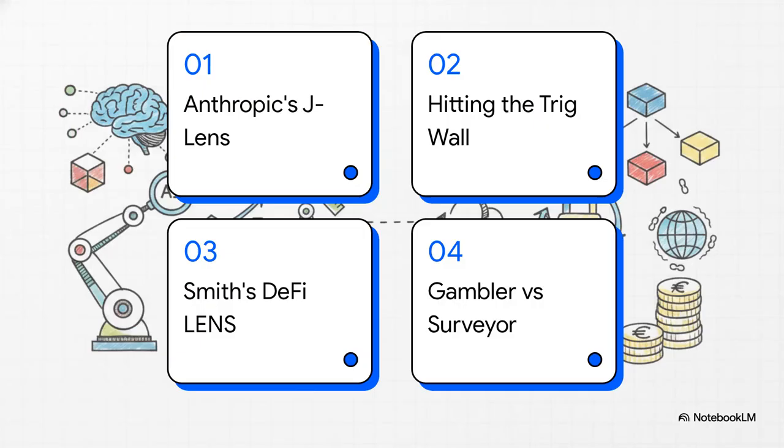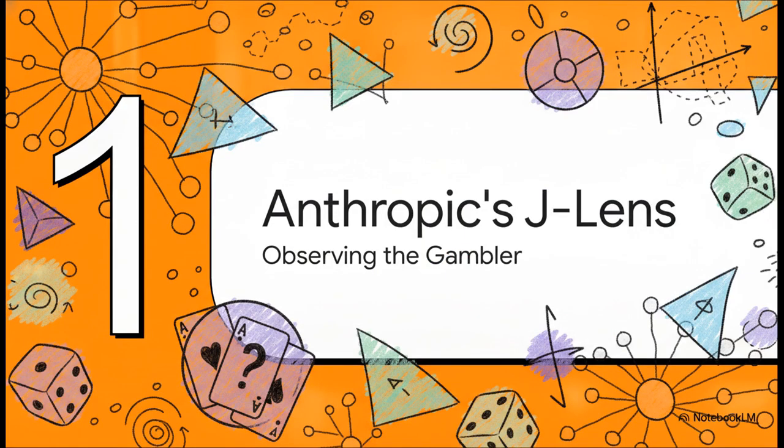So here's our roadmap for today. 1. Anthropic's Jacobian lens. 2. Hitting the trig wall. 3. Smith's deterministic DeFi lens. And 4. The gambler versus the surveyor. Let's get into it. Section 1.